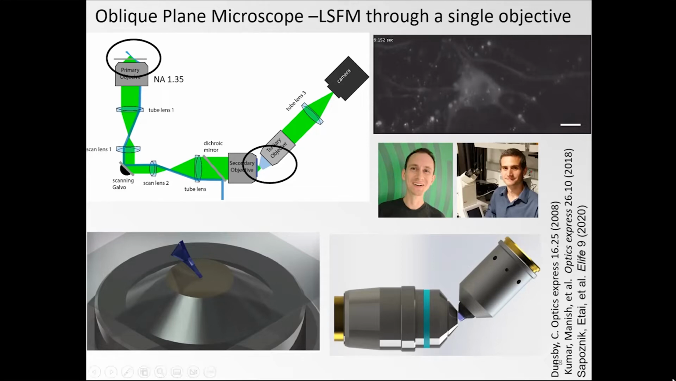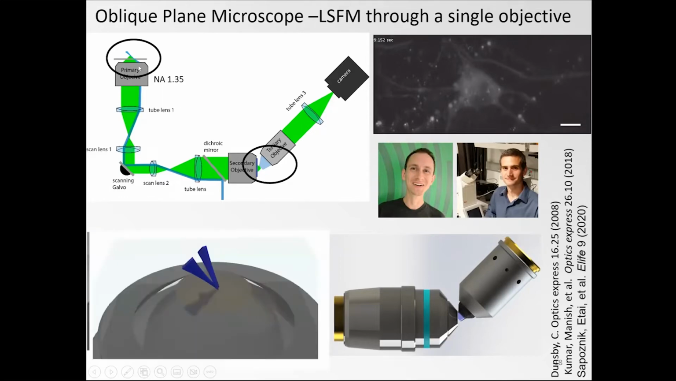But what does that have to do with structured illumination? So what we realized is that instead of a single light sheet, we could also launch out of this high-NA objective 2 light sheets that would come out at an angle.